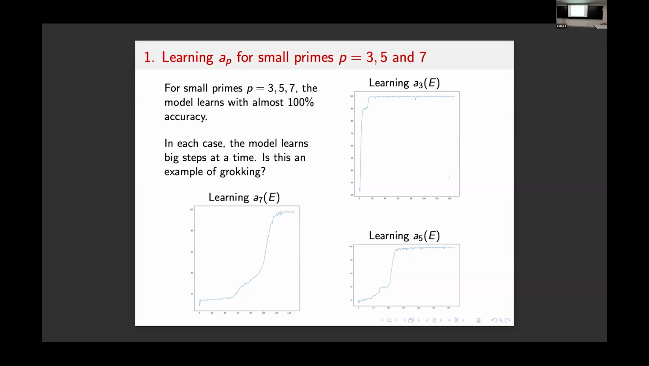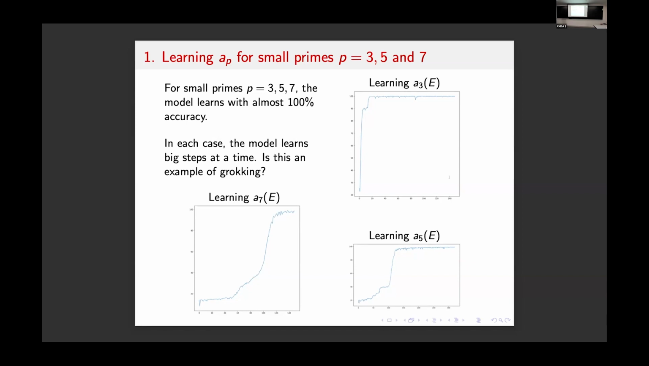So these steps could be due to grokking, where the model goes past memorization to actually understanding what's happening in the background. It can really learn the pattern. So we don't really know. We think it's probably grokking here. It'd be interesting to actually see what the model has learned. And that's for the small primes.